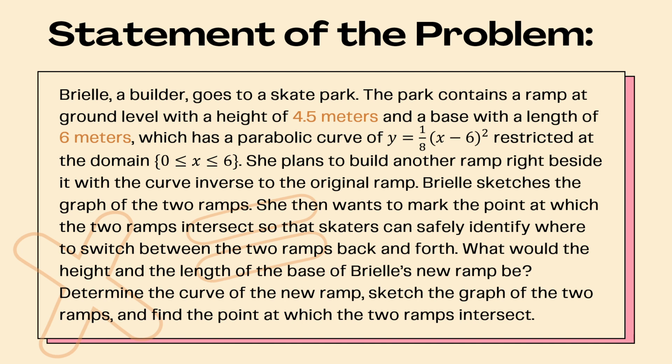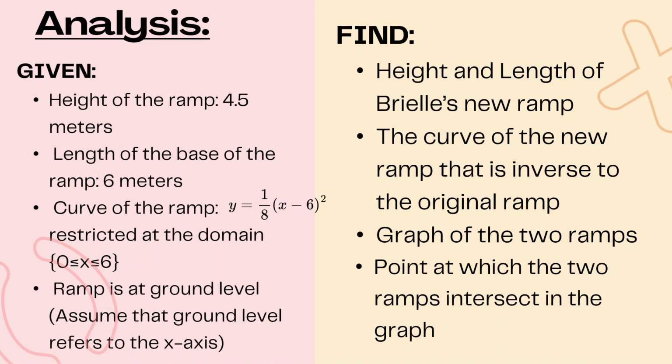She then wants to mark the point at which the two ramps intersect, so that skaters can safely identify where to switch between the two ramps back and forth. What will the height and the length of the base of Brielle's new ramp be? Determine the curve of the new ramp, sketch the graph of the two ramps, and find the point at which the two ramps intersect.